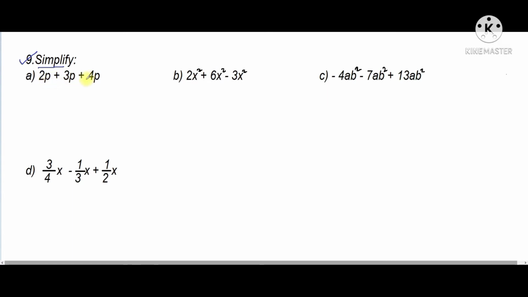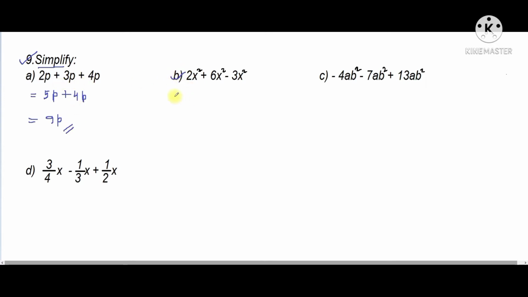So here a, we have 2p plus 3p plus 4p. So here all the variables are same. That means all terms are like terms, okay. So we'll add all the like terms together. And they are all positive numbers, that means plus. So 2p plus 3p, 5p, plus 4p. So it will be 9p, okay.